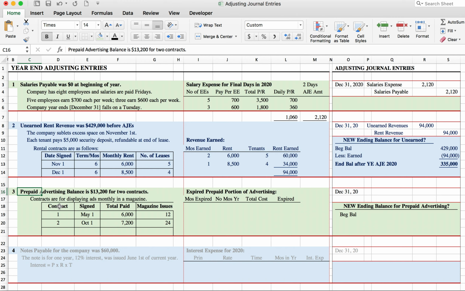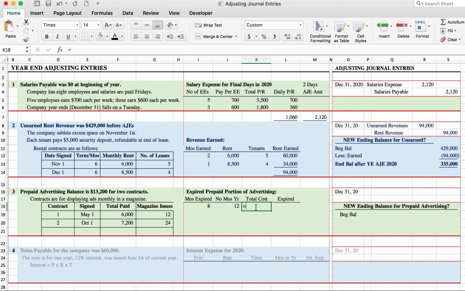Our role then is to determine how much of this prepaid advertising is used. So let's determine how much of that contract has expired. We signed the first contract, contract 1, on May 1st. How many months has there been between May 1st and December 31st? If you count it, you'll find that it's 8. So 8 months out of the 12 has expired. Again, how do I know it's 12? It's 12 issues of magazines, and 8 months has expired.